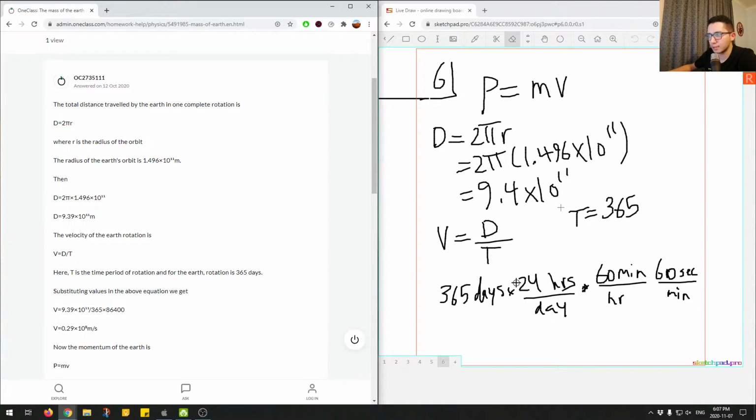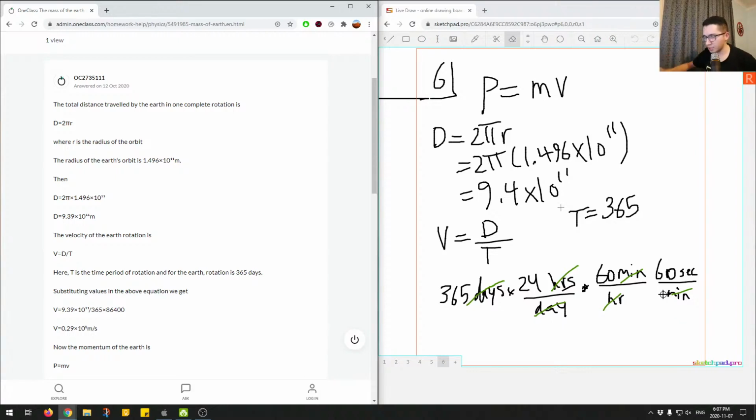Now that I have the units in hours, I'll use a different color. So we know right away days cancel. If I multiply these two, I'll end up with hours. I want to cancel out the hours, so I cancel them out with something simple, a simple conversion factor, and the hours cancel out. And then now I want to cancel out the minutes. I can use another simple conversion factor, 60 seconds per minute. So this 86,400 comes from 24 times 60 times 60. If you do 24 times 60 times 60, you'll end up with 86,400, and that's why they multiply 365 by this number. It's just a combination of all these conversion factors.